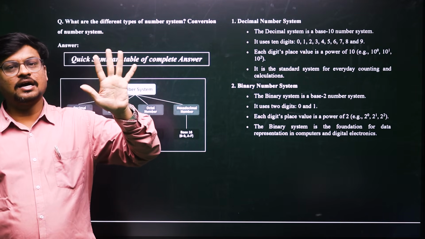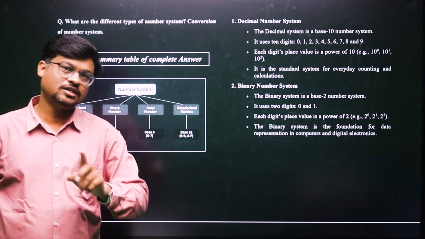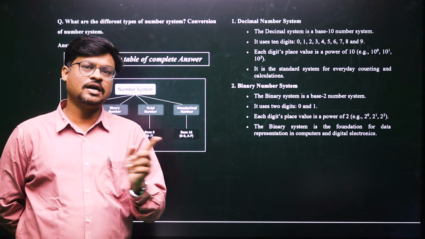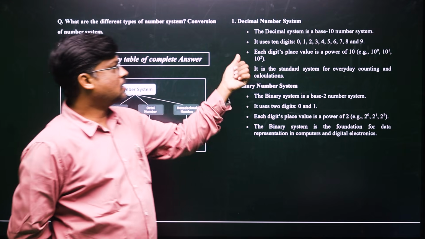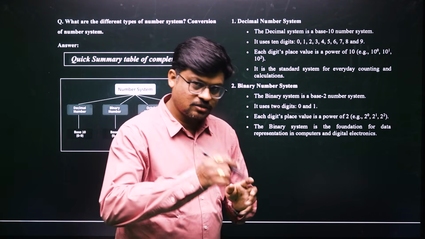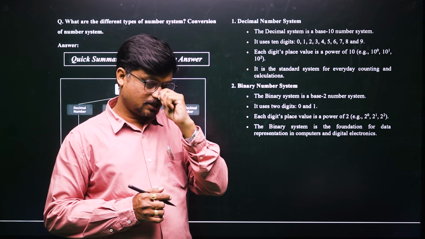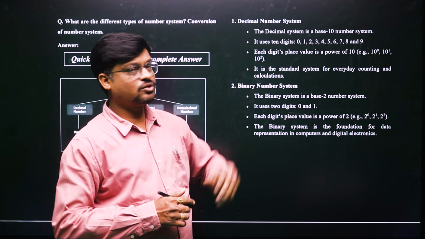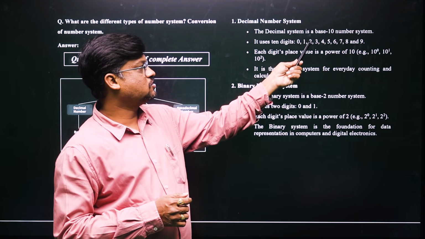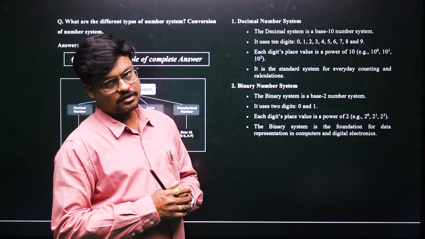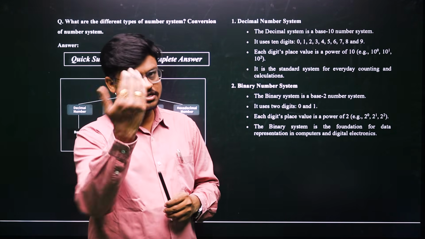ASCII, American Standard Code for Information Interchange. Universally, all the programming languages follow this. Right here. So coming to the decimal numbers, you have numbers with a base of 10. Examples are like this. Right? Decimal numbers are constructed only using 10 digits, 0 to 9. And it is a standard system for everyday counting and calculations done by us.